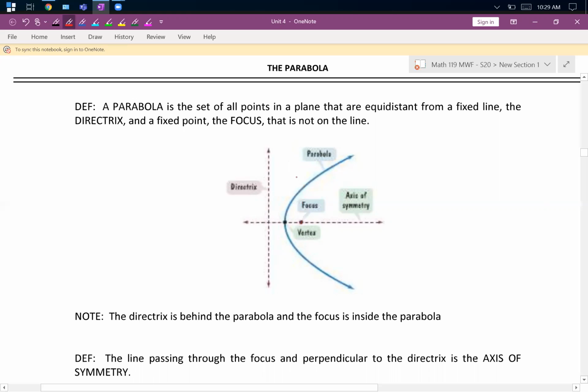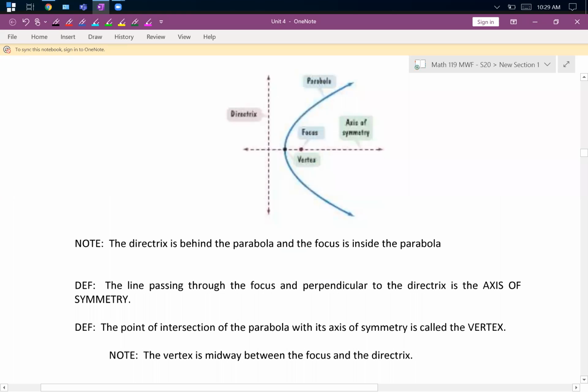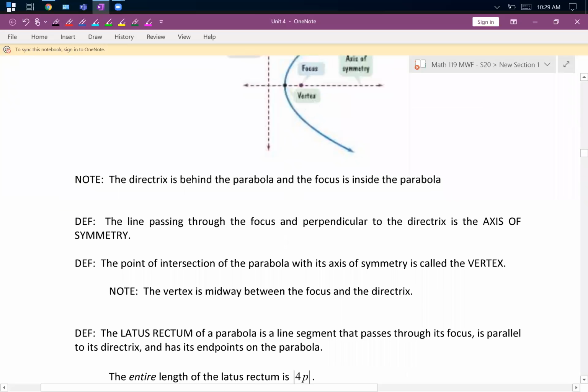Please note that the directrix is always behind the parabola and the focus is always inside the parabola. The line passing through the focus and perpendicular to the directrix is called the axis of symmetry, and we know that the axis of symmetry also goes right through the vertex. The point where the axis of symmetry intersects the parabola is the vertex. Please note that the vertex is halfway between the directrix and the focus.